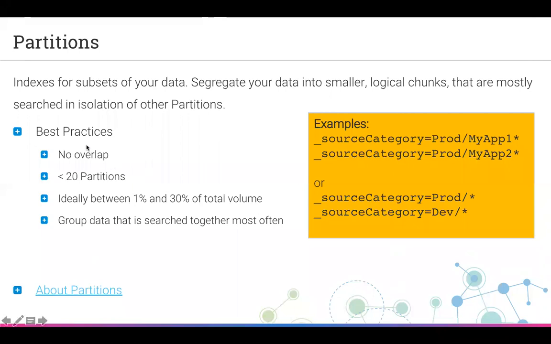A couple of best practices around that: try to not have overlaps. If you have overlaps in the definition of your partitions, for example, if you had prod my app 1 access, and then another partition that says prod my app 1 star, then you're going to have overlaps. That access data is going to go in the first partition, and it's also going to go into the second partition. That's definitely not what you want to do.